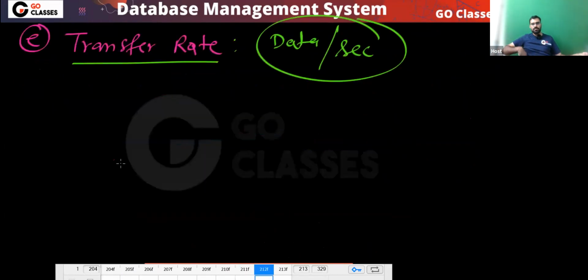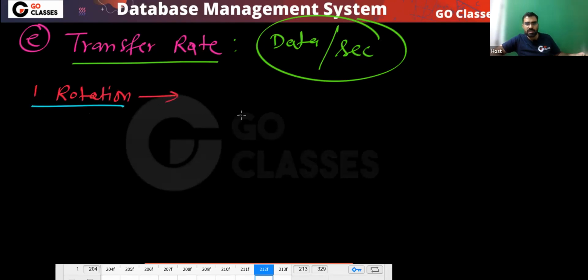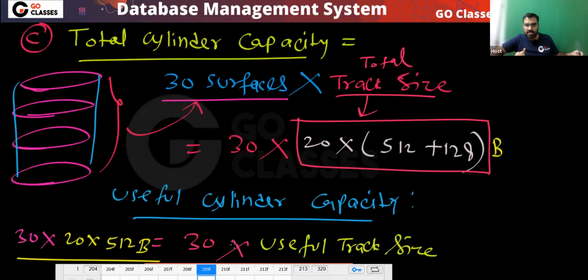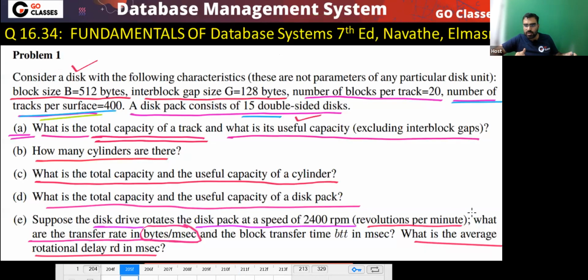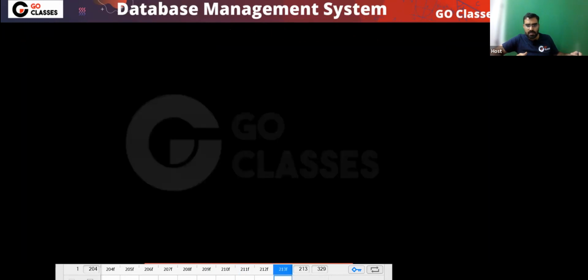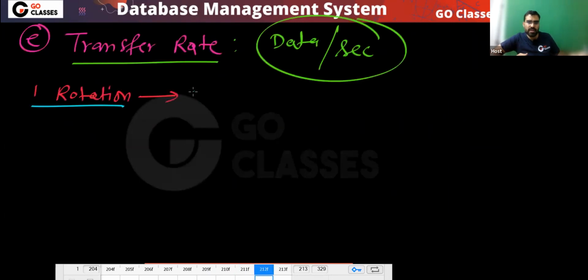Okay, so how to answer this? You can notice, in one rotation, how much data can you transfer? You tell me. In one rotation, you can transfer the entire track. So the question is asking what the transfer rate is in bytes per millisecond. In one rotation, you can transfer the entire track size.